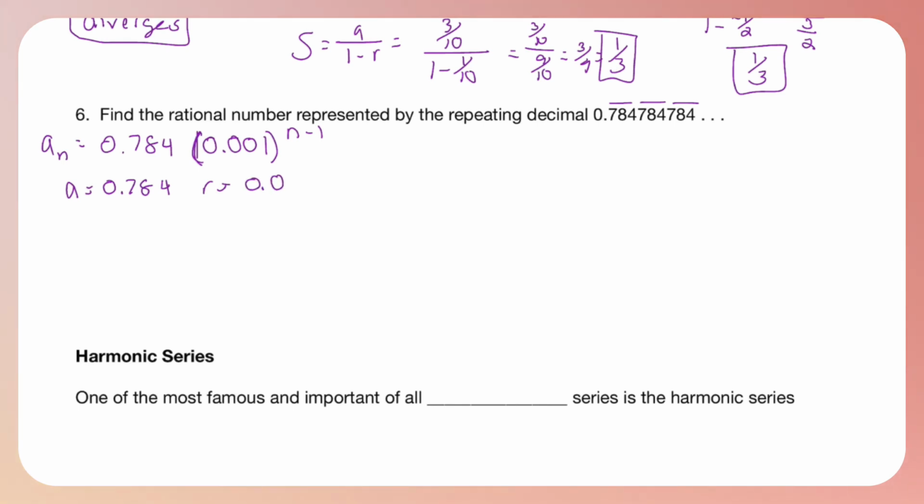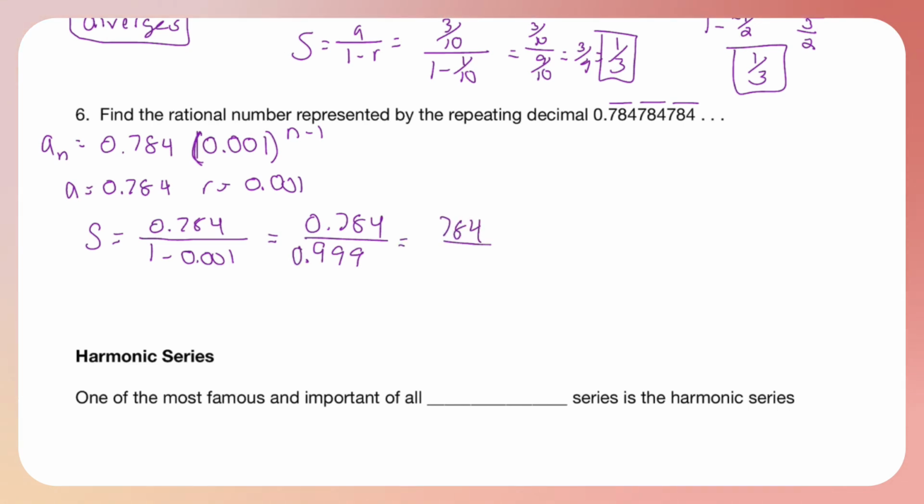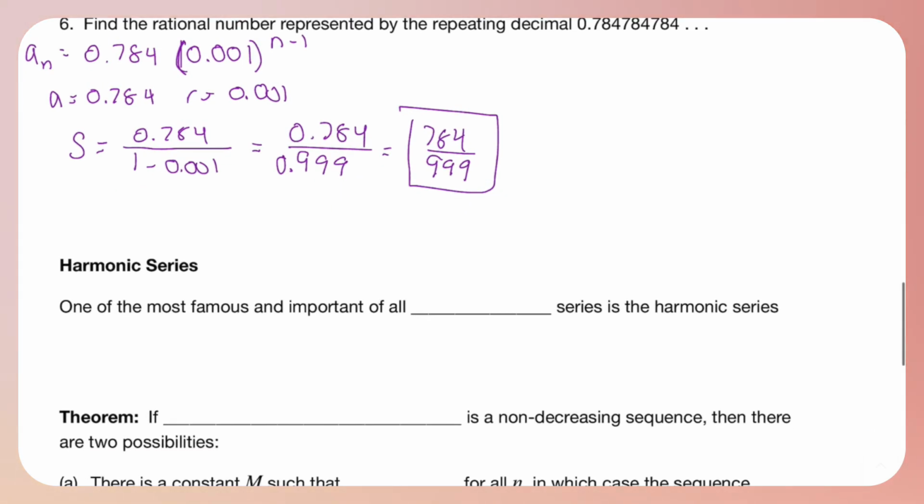And so here we have a geometric series where A is equal to 0.784, R is equal to 0.001. So we can find our sum of that because R is less than 1, so it converges, by using our formula A over 1 minus R. And we get 0.784 over 0.999. So multiplying each of those by 1,000 to get rid of the decimal, we get 784 over 999. And that is the fraction equivalent of our repeating decimal.